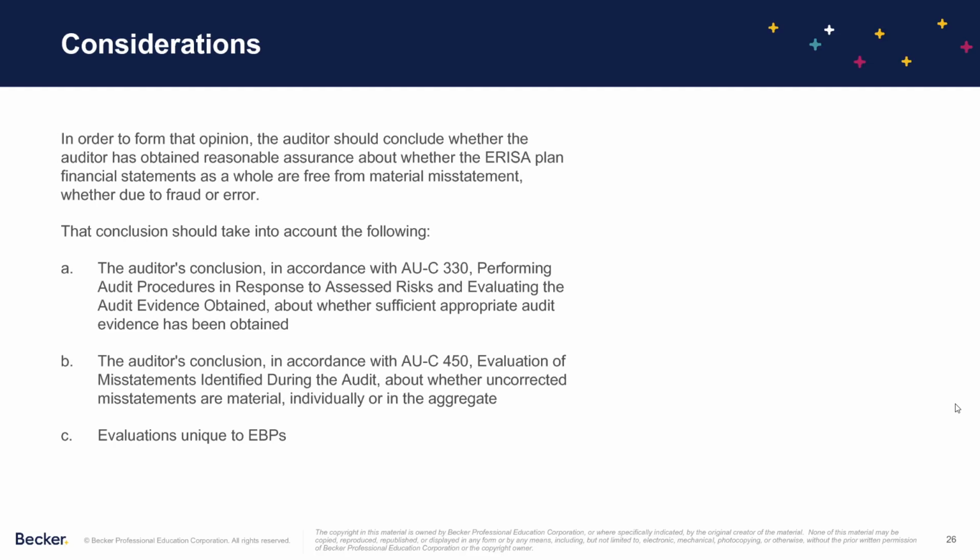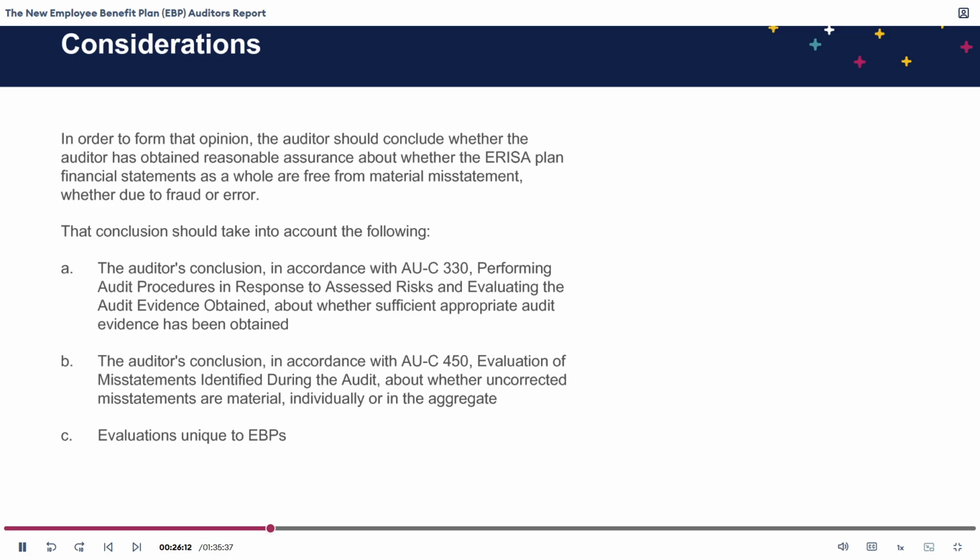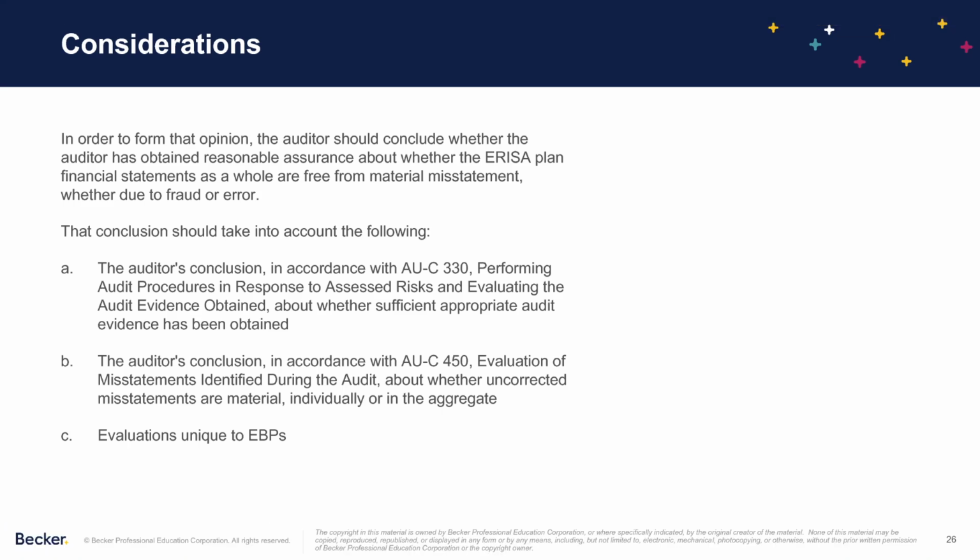So we mentioned earlier that before we make this determination, there are some things that we need to consider. In order to form the opinion, we need to conclude whether we have reasonable assurance about whether the plan's financial statements as a whole are free from material misstatement, whether due to error or fraud. Very, very similar to the requirements that we have for our commercial and government nonprofit financial statements in AUC Section 700. However, they give us some explicit guidance here on what we should be focusing in on when we're doing an ERISA audit.